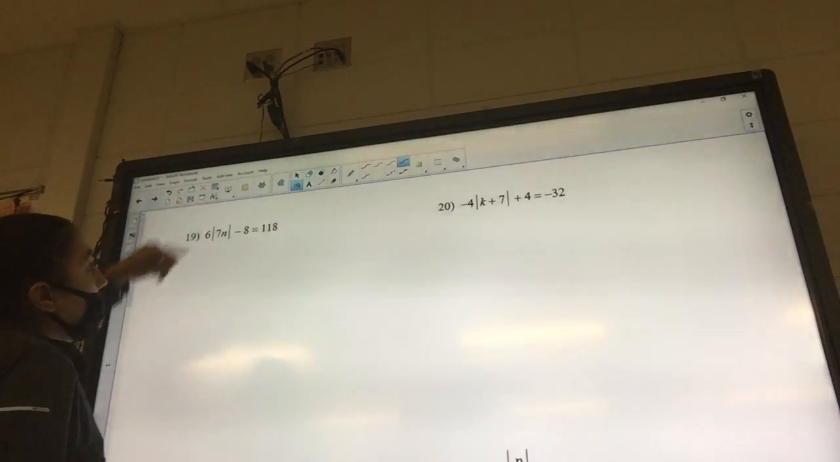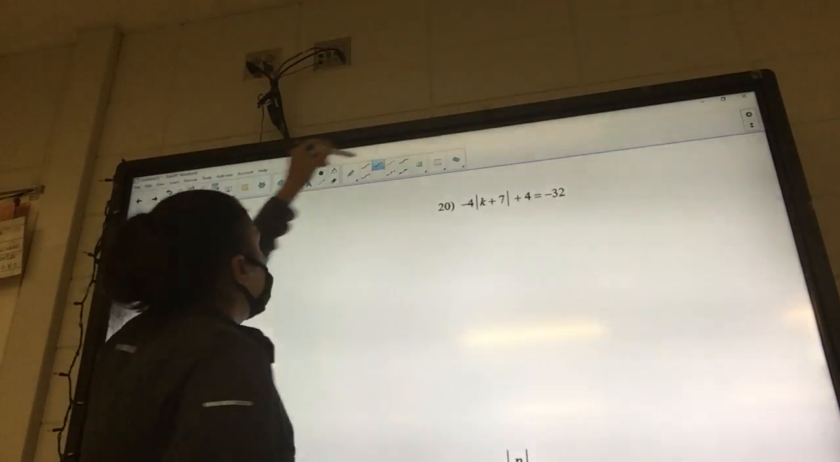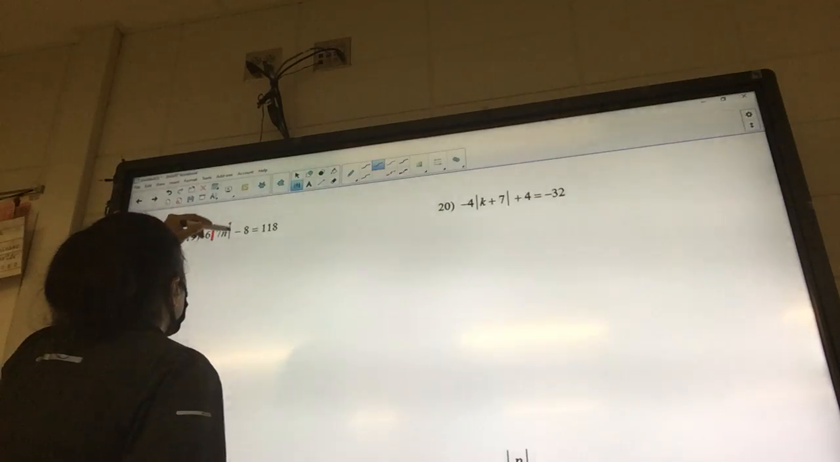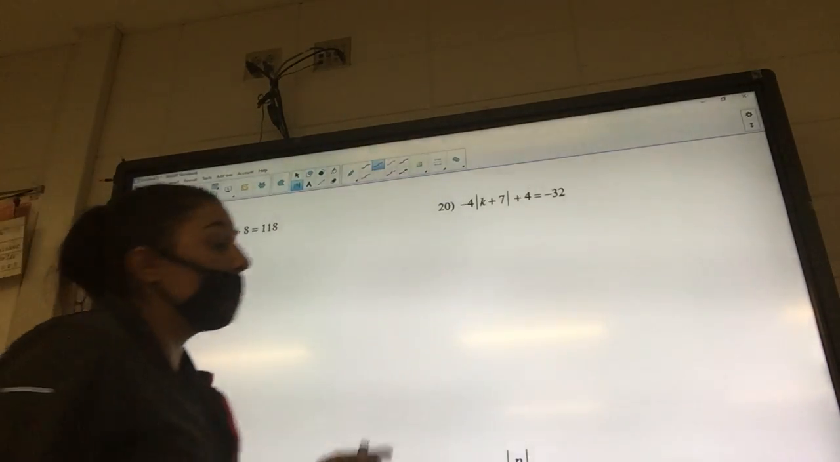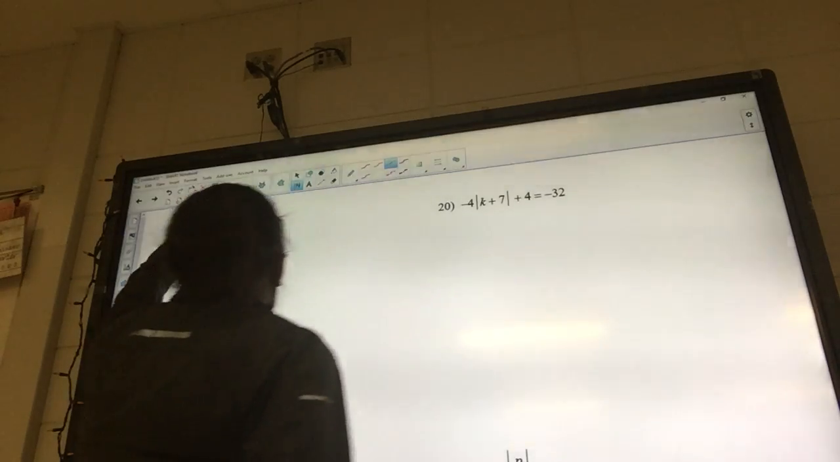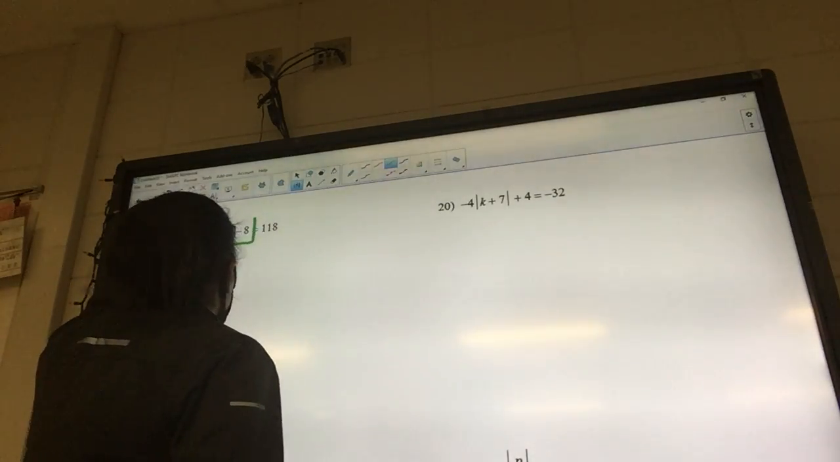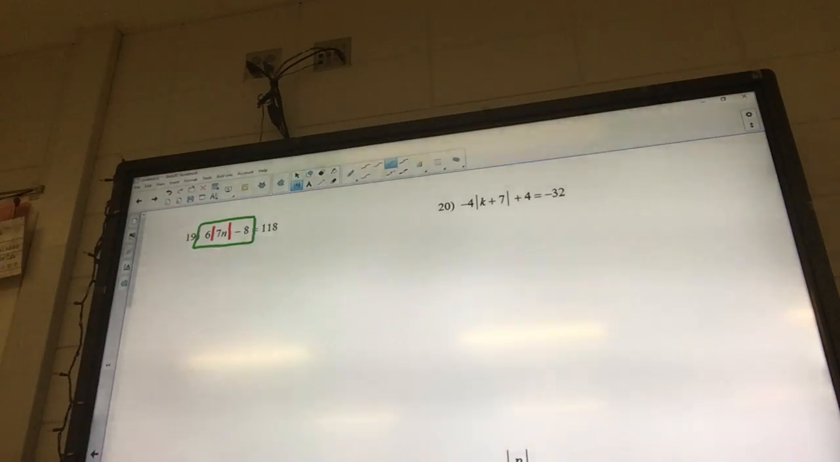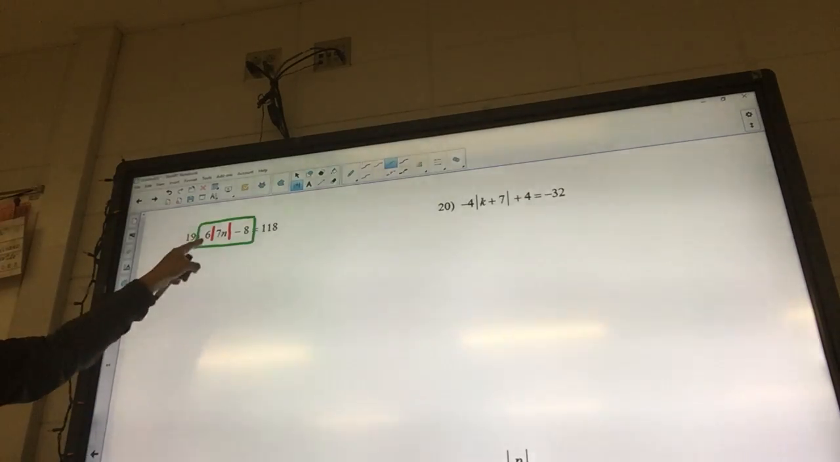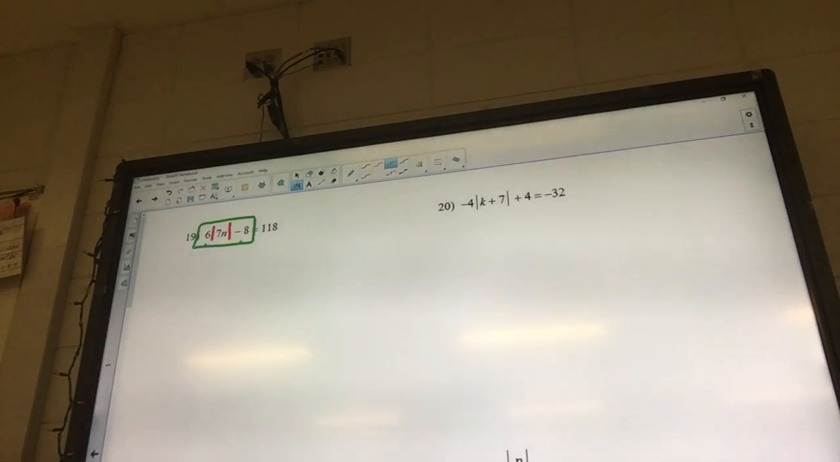Okay, Bellinger, look at this. So, you see these bars? Those are the absolute value bars. That means that anything that is on this side of the equal sign with the absolute value bars needs to move before we can set the equation one positive, one negative. So this 6 needs moved and this 8 needs moved. I always got to do the addition and subtraction first. So I have a -8. So how do I move that 8?